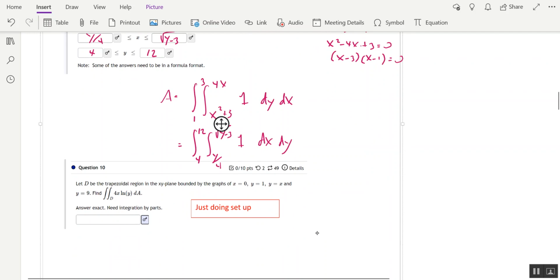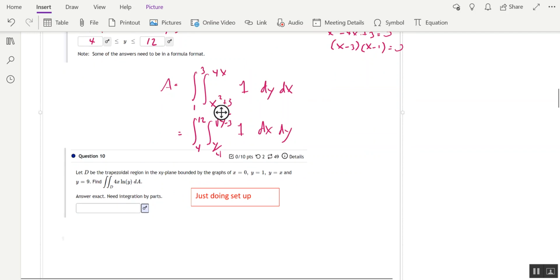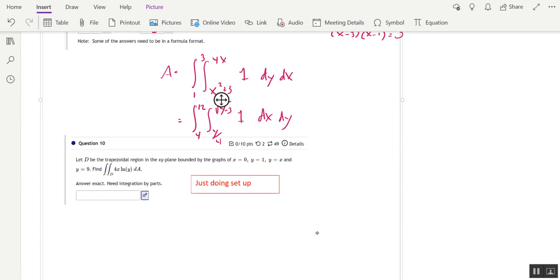Find the integral of 4x ln y dA, where A is going to be dy dx or dx dy. We have to decide which would be better by looking at the geometry of the region. So let's graph this. y equals x looks like this. x equals 0 is the y-axis. y equals 1 looks like that, and y equals 9 looks like that. 9, 1.